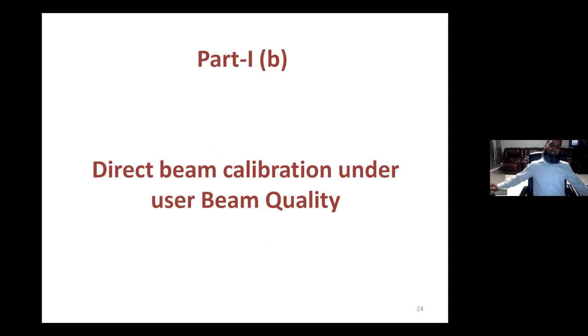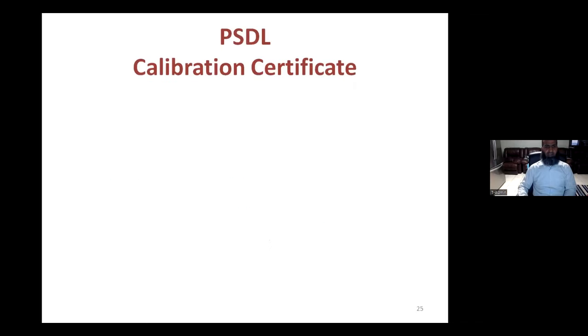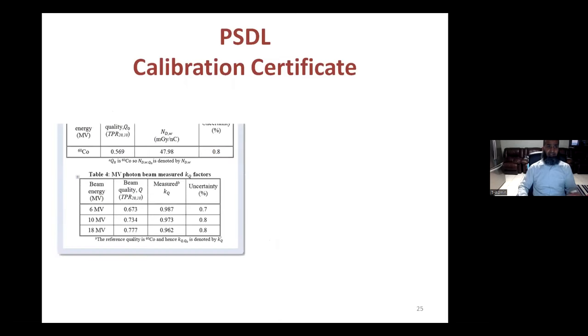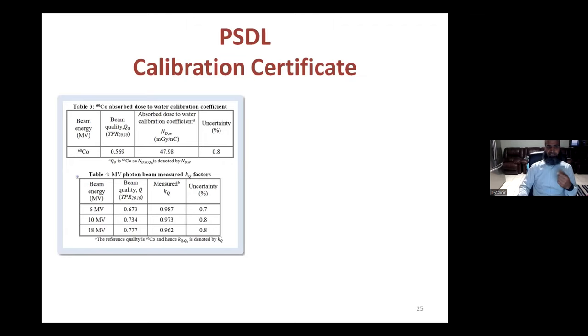So part two is where we discuss the direct beam calibration. Okay, direct beam calibration under the user beam quality. What happens is the PSDL gives you a calibration certificate, which gives you the cobalt 60 absorbed dose, the NDW factor, and then the uncertainty associated with that.